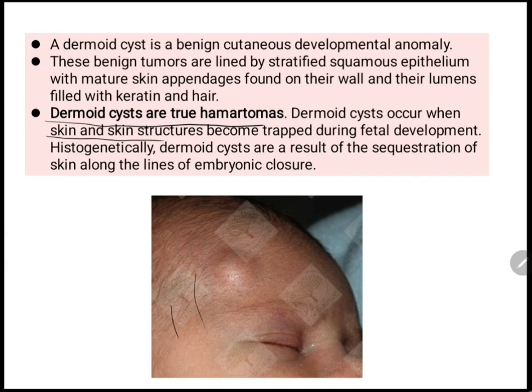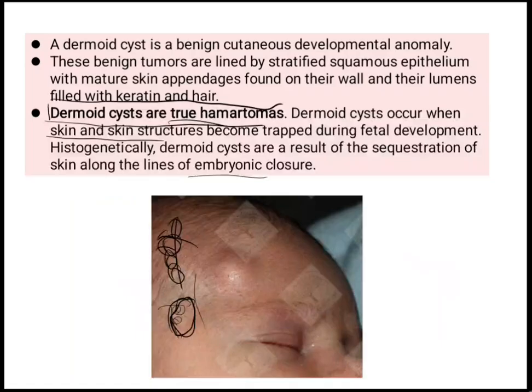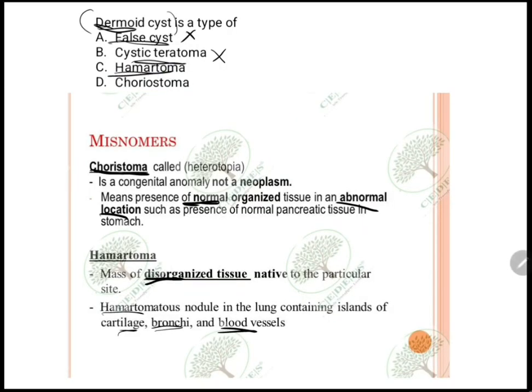But what happens sometimes along the lines of closure, suppose there's a line and it's closing over this, but there is some entrapment of skin or some subcutaneous tissue along the line. So it's not closing smoothly, but there's some amount of entrapment. Due to that entrapment of skin, the tissues which are formed will get disorganized, but they are located over the skin itself. So that's why a dermoid cyst, since it's disorganized tissue in the native location, is a hamartoma. So if you understand what a hamartoma means, you can understand. So a dermoid cyst is a true cyst, it's not false, it is a hamartoma. So to answer your question, dermoid cyst is option C, hamartoma.